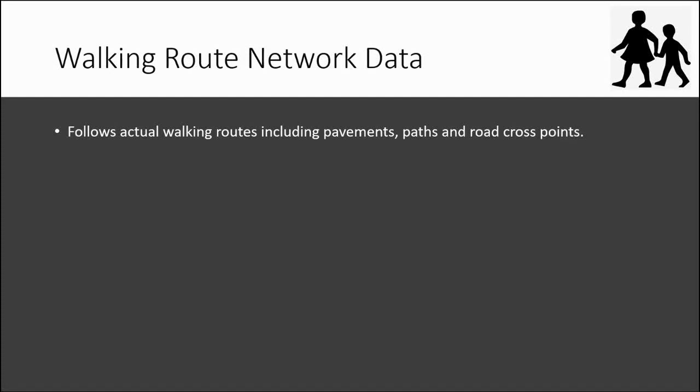So next, I'm going to look at data, and the most important part of that is the walking route network data. The network used by the council follows actual walking routes, including pavements, paths, and road cross points. This is something that's written into council policy and differs from similar applications that often use road centre lines as a guide for a walking route.